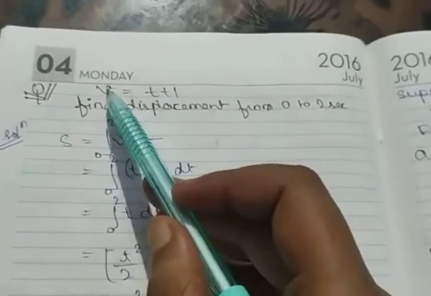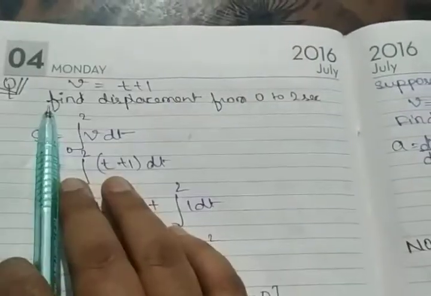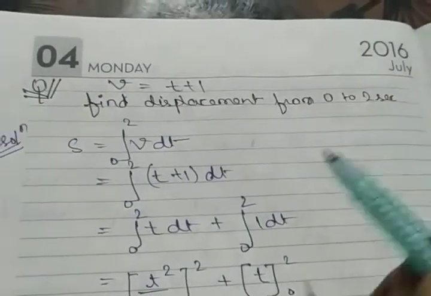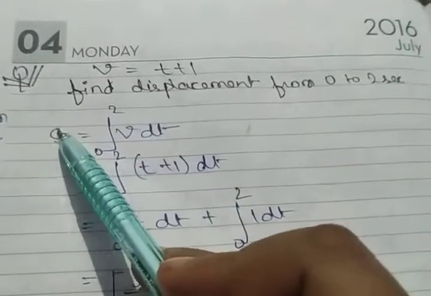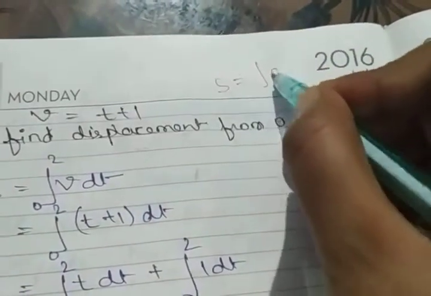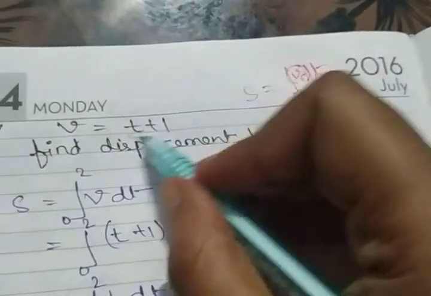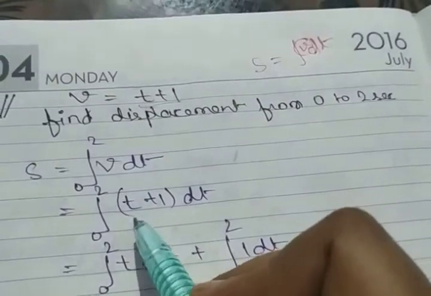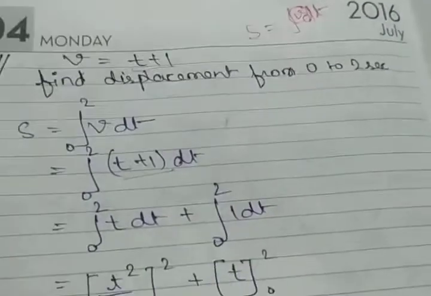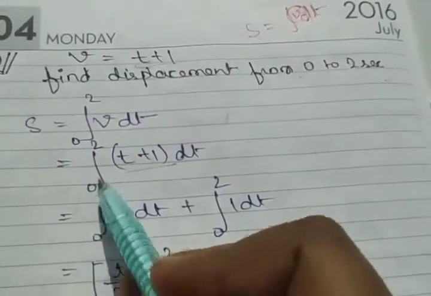Velocity was given, v is equals to t plus 1. Find the displacement from 0 to 2 seconds. So when I want to find the displacement, what is the formula? s is equals to integration of v dt. Yes or no? So in place of v, I will put t plus 1, then dt, and I will integrate it with respect to t. Time is changing from which to which? 0 to 2 seconds.